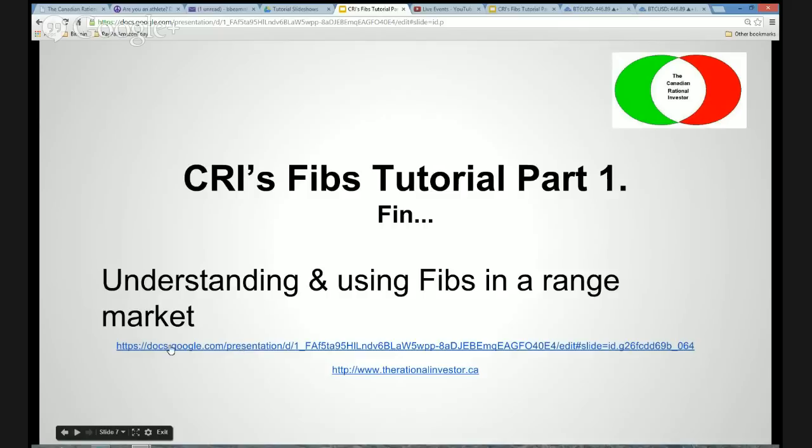All right, so that basically brings us to the end of this tutorial, understanding and using fibs in a ranging market. As I said before, you're more than welcome to pull down this slideshow and keep it for yourself.